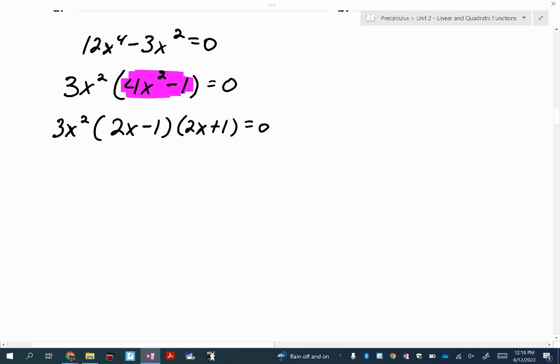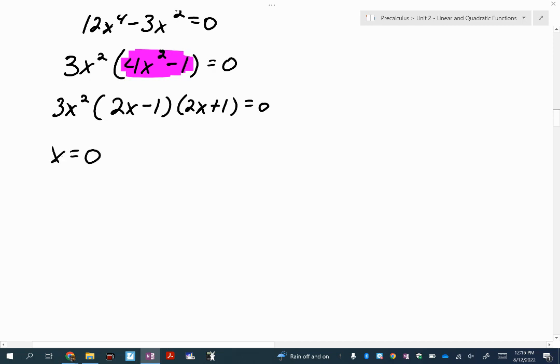So now if I set each of these equal to 0, I get x equals 0, right? 0 squared is 0, 0 times 3 is 0. Then this one is going to be positive 1/2, and this last one is going to be negative 1/2. Again, I'm using that pattern I know to change the sign and then put it over that number in front of x.